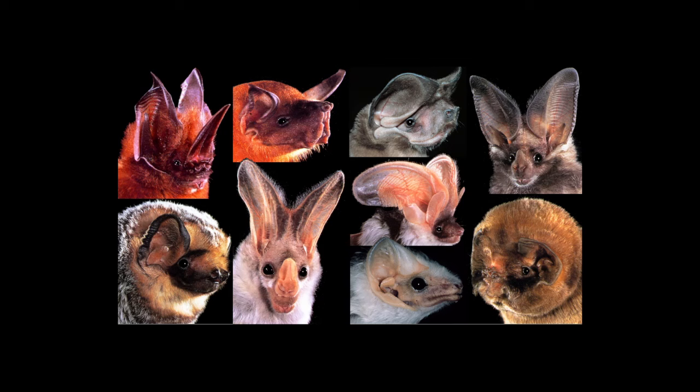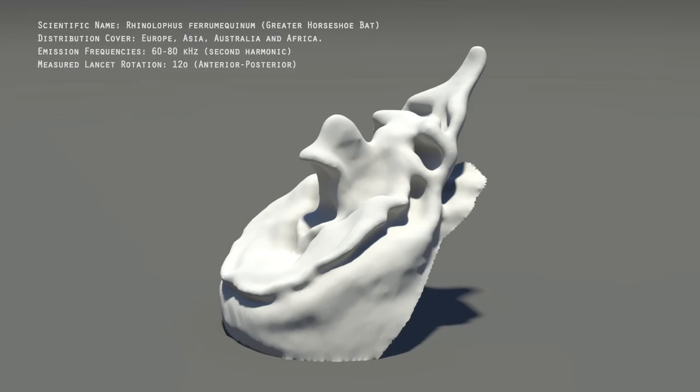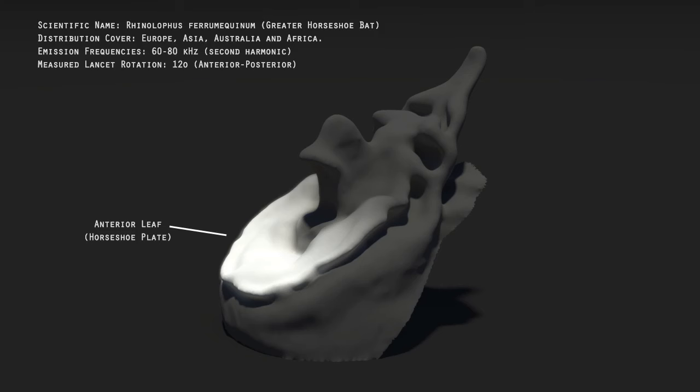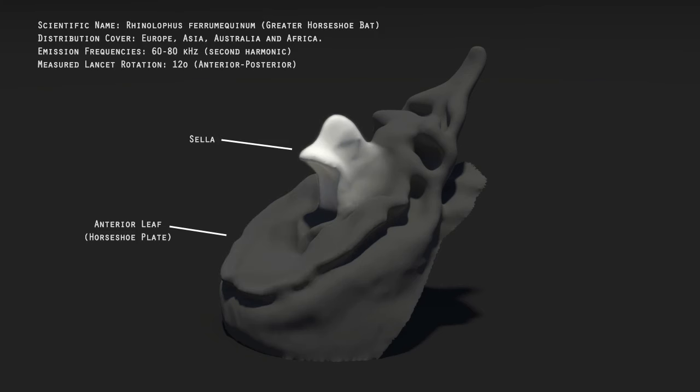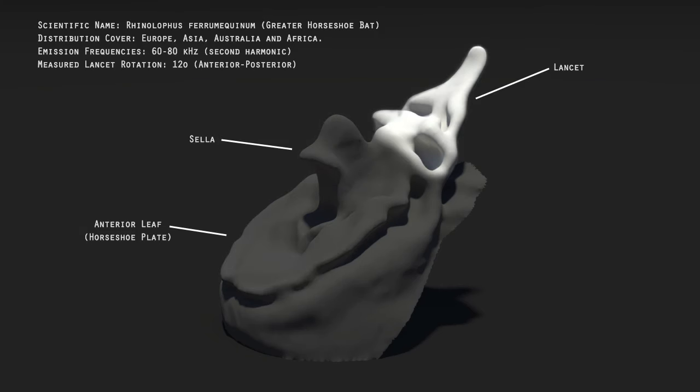Bats use echolocation, a sense foreign to humans, to navigate and find prey in complete darkness. Part of their biosonar system are morphological structures called noseleafs that surround the site of nasal emission. Noseleaf shapes are highly diverse across different species and are evolutionary adaptations to different biosonar problems. The anterior leaf, also called horseshoe plates because of their shape, the sella, and the spear-shaped leaf called the lancet.